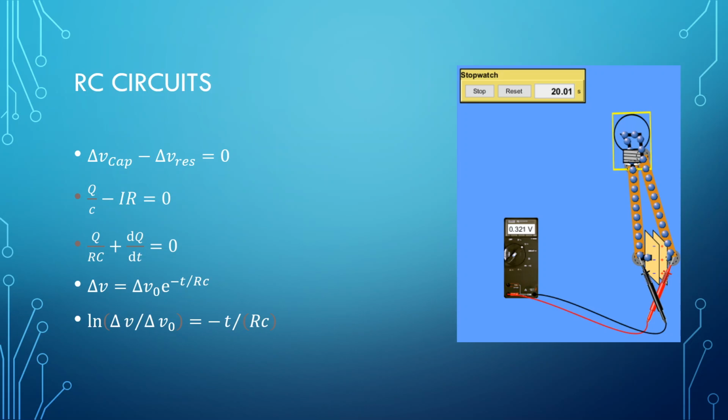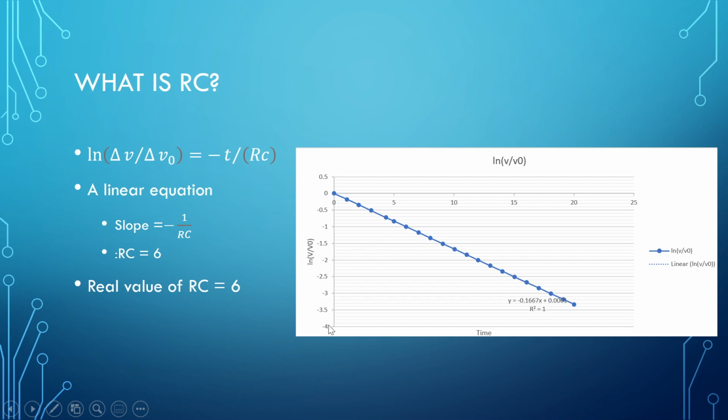So we'll start with the loop rule in this first line and convert each of those delta V's to the definition, the capacitor formula, and Ohm's law. We don't know Q, so we write it as a differential equation, solve the differential equation, and then take the log of both sides. If we forward that here and graph the results, it's linear, which is nice, and using a regression we can get the slope.